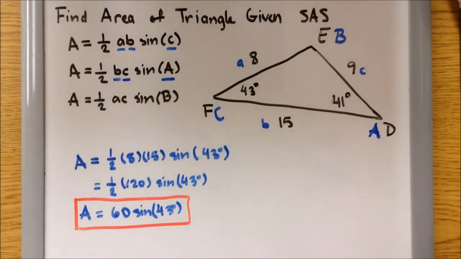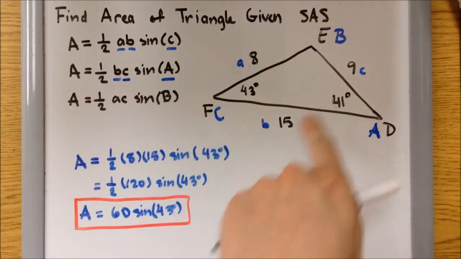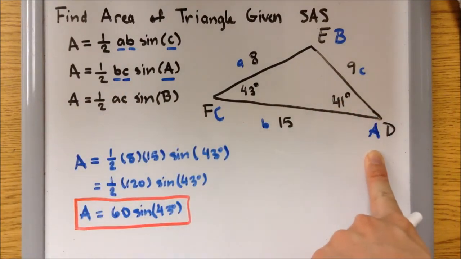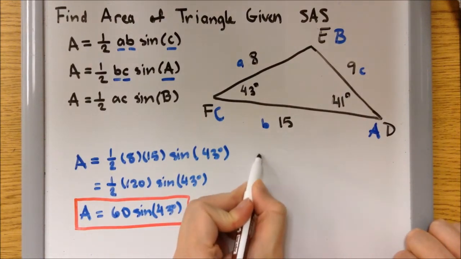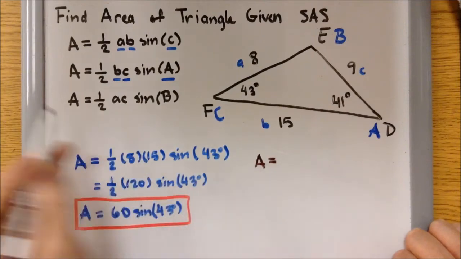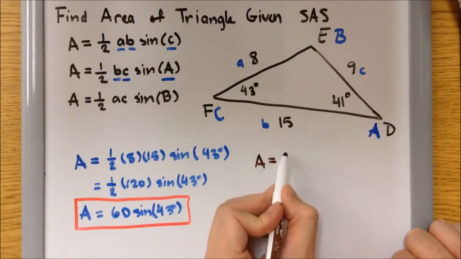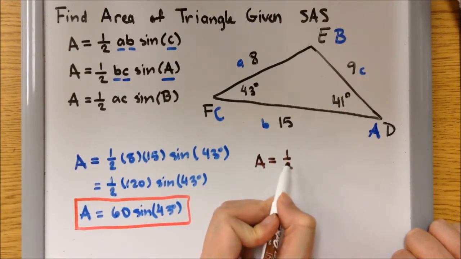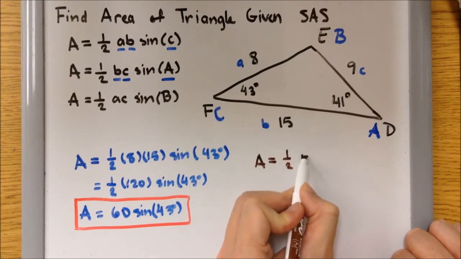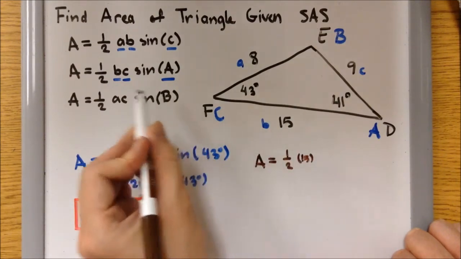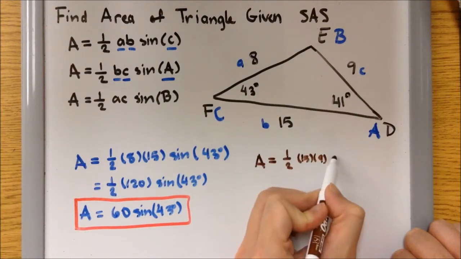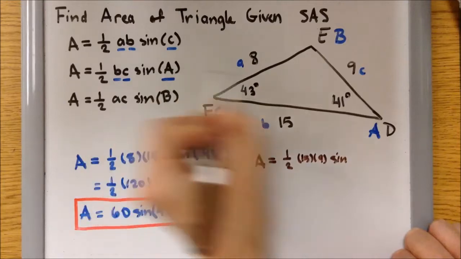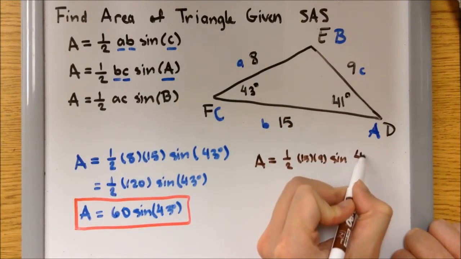So that's one form of it. The other one would be the second one, where I use B and C and then angle A, capital A. So say if I'm using the second form, so 1/2 of B, which is 15, times C, which is 9, times sine of capital A, which is 41 degrees.